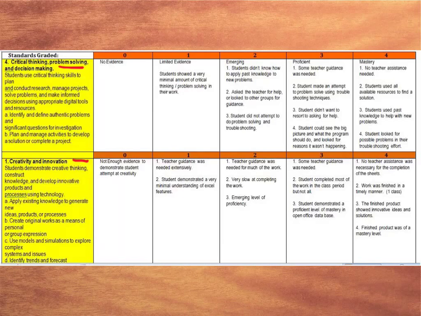All right, so there's really four levels of proficiency in our rubric, beginning with no evidence, and then moving into limited evidence. That means that you're showing some level of work, but it's lacking in quality and quantity. And then we move into emerging. Okay, let's read this carefully.